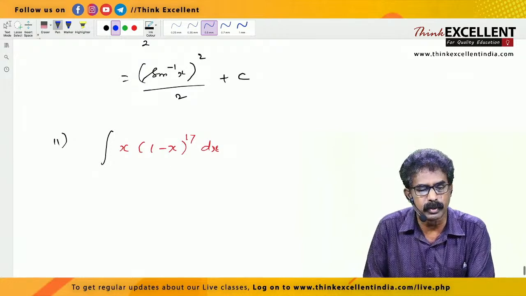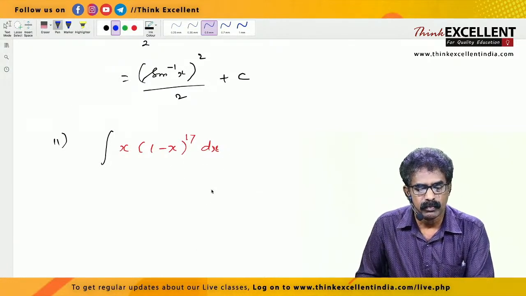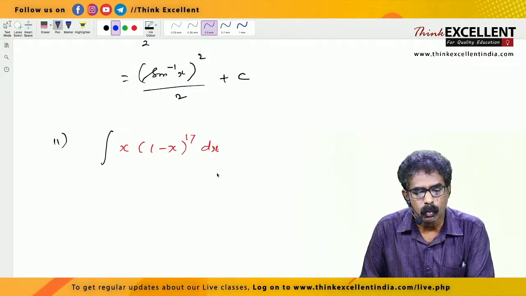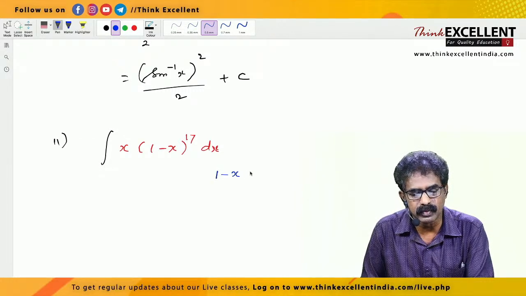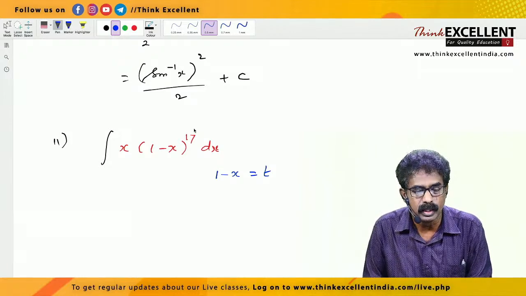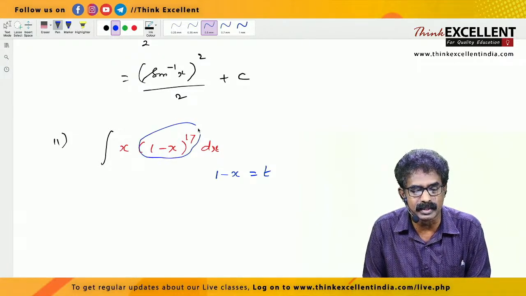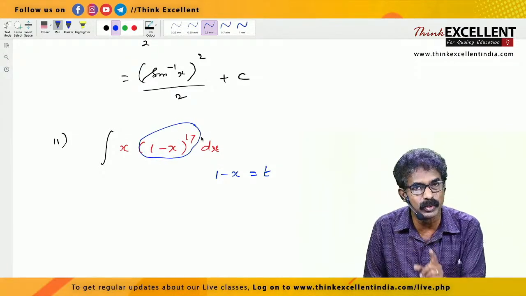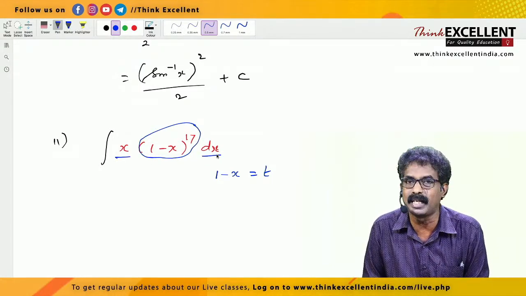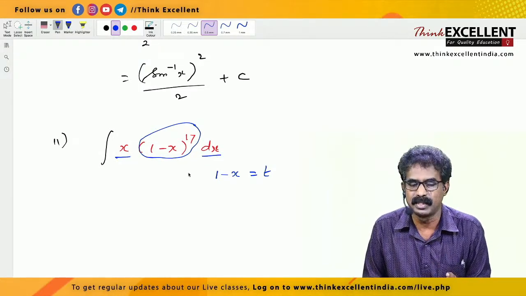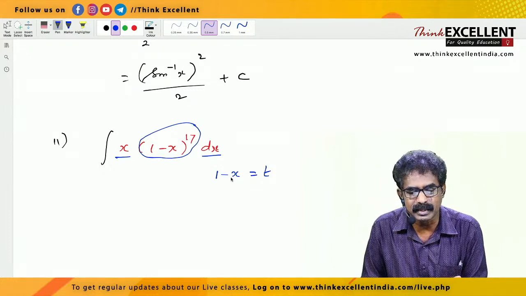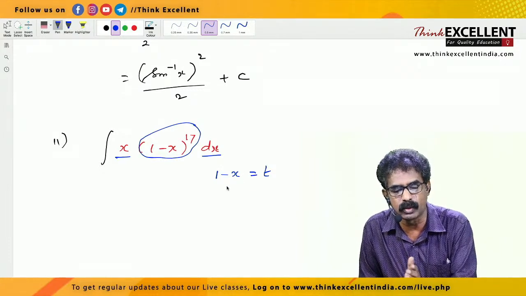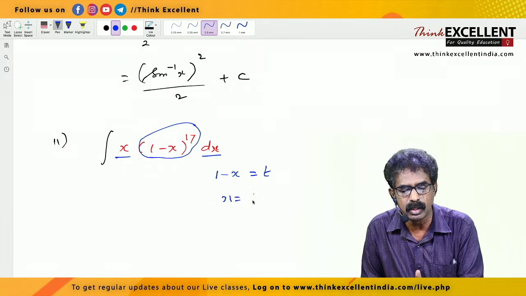So now what we are going to do is give a substitution. 1 minus x, we take it as t. We give 1 minus x as t. So this becomes t raised to 17. It became very simple, right? t raised to 17. But everything should be in t only. We need x. So find x from this. If you take minus x to the other side, x will come. So x is equal to 1 minus t.